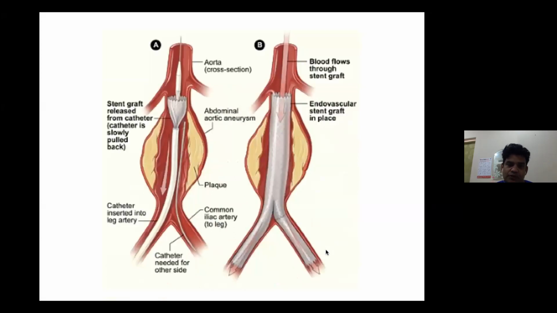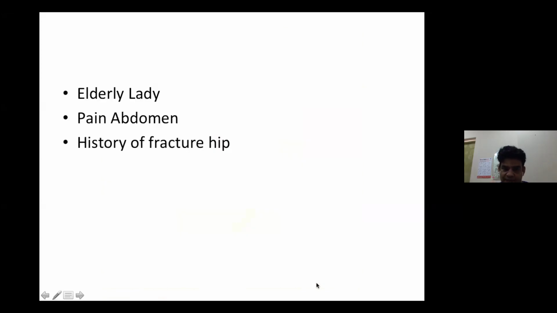Basically this is how we do it. There is an abdominal aortic aneurysm. We just put a graft. This is the main body of the graft, and then we take a side graft, and then we just go ahead and occlude this aneurysm like that. Let's look at a few examples to understand it better.